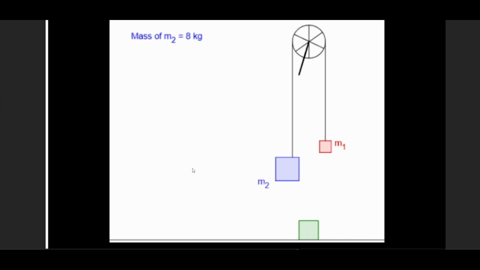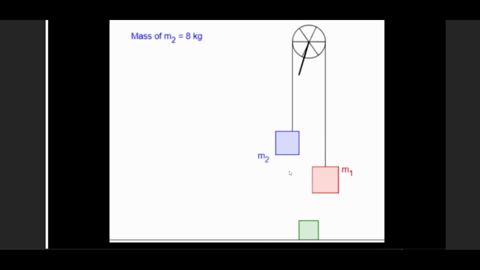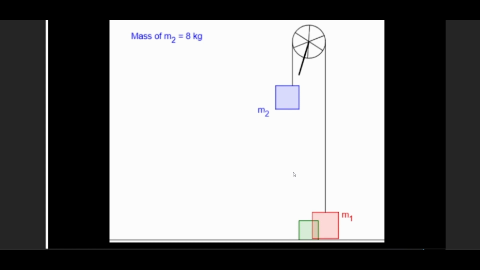Let's play this out. And we can see that m2 is a bit greater than m1, so we expect m1 to go downwards. If we increase m1 to a very large size, then you will see that this will start coming down and m2 will start going upwards. So I hope that we understand how this visualization actually works. Okay, let's move on to the question.